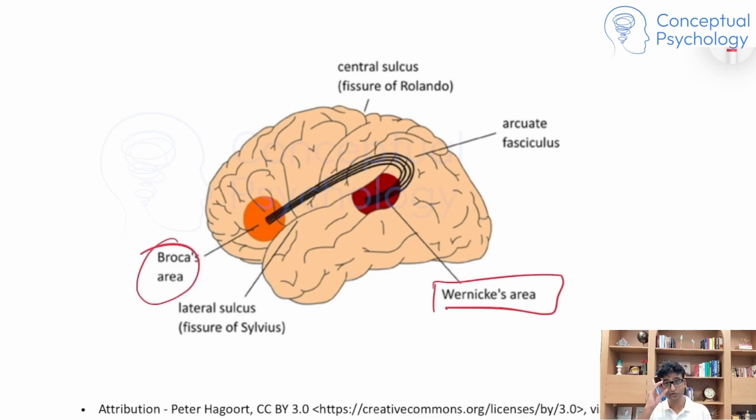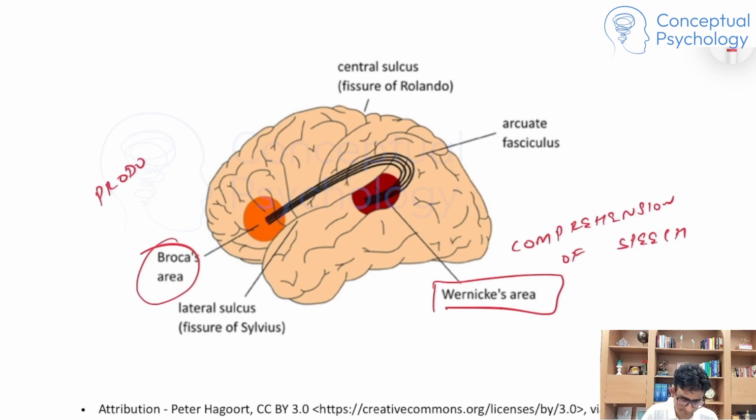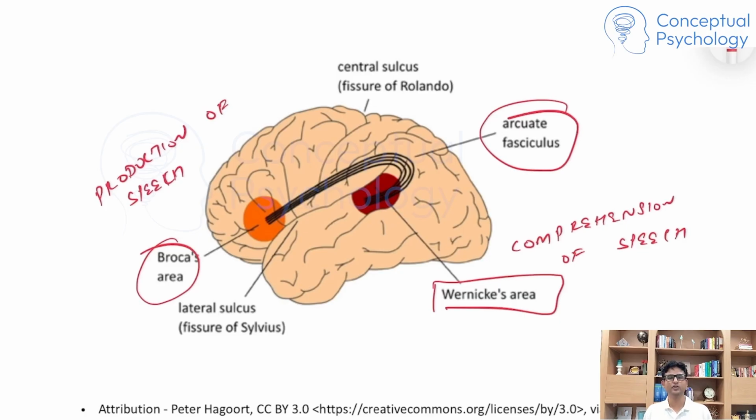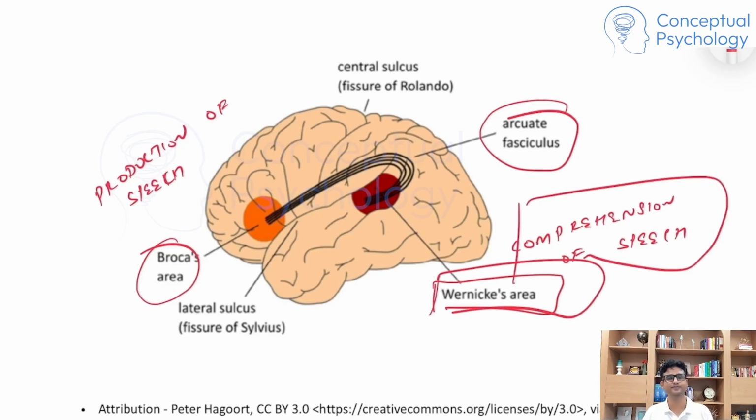What is the purpose of Wernicke's area? Comprehension of spoken speech. And what is the function of Broca's area? Production of speech. Generation of speech. And these two are connected by what is called the arcuate fasciculus. So if I'm speaking, you are listening to me, and then your brain is comprehending what I am speaking. This comprehension is happening at Wernicke's area.